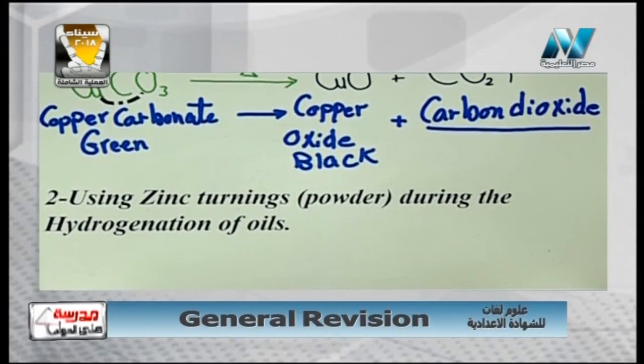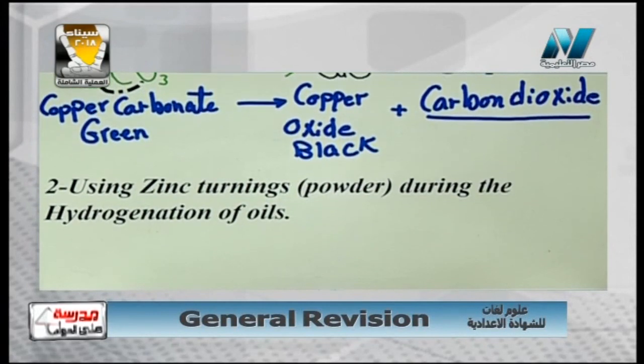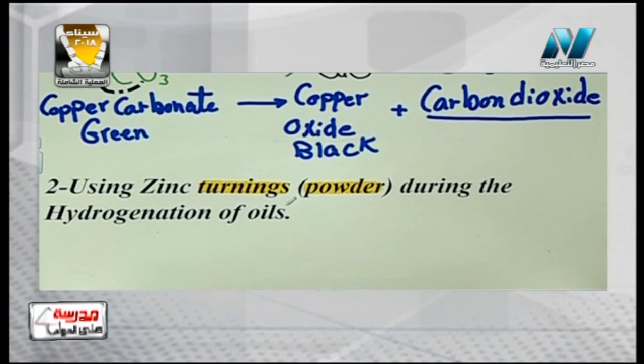Here we have: give reason for using zinc turnings or powder during the hydrogenation of oil, which is called hydrogenation. Why do we use zinc turnings or powder? The key of the answer is turnings or powder. Here we will use the word turnings or powder. Why? Because if we talk about turnings or powder, we talk about what? We talk about surface area.